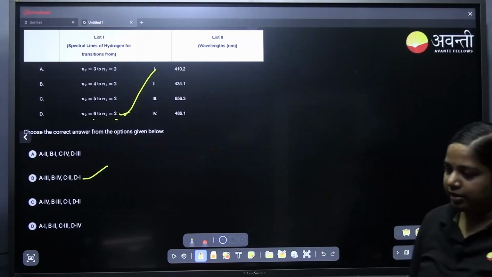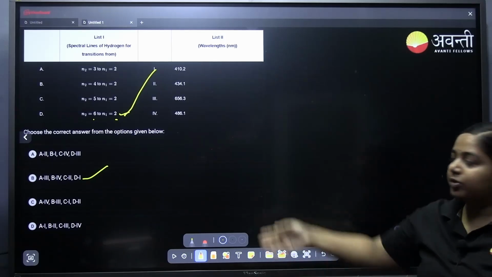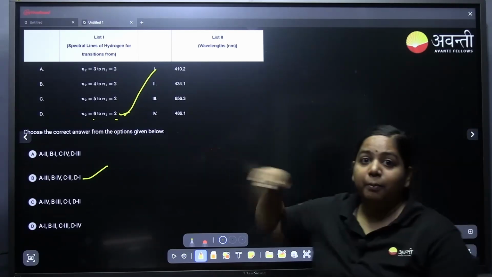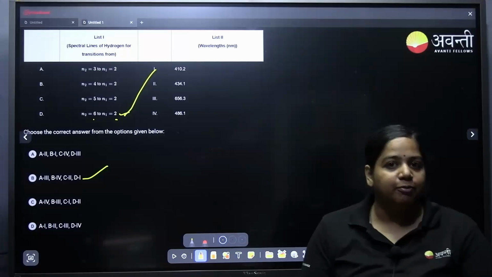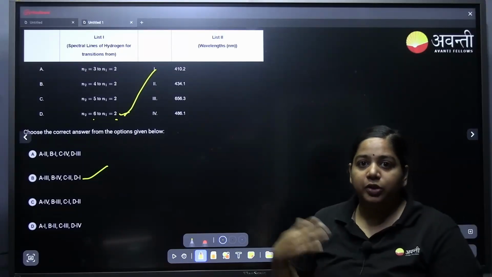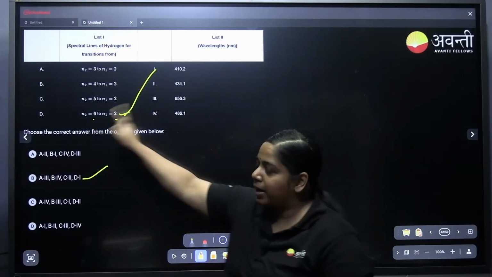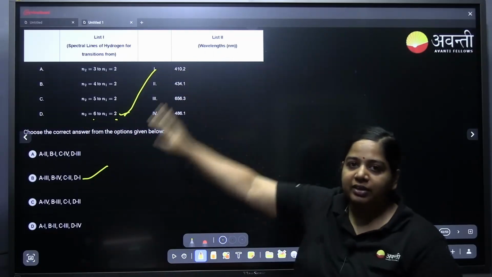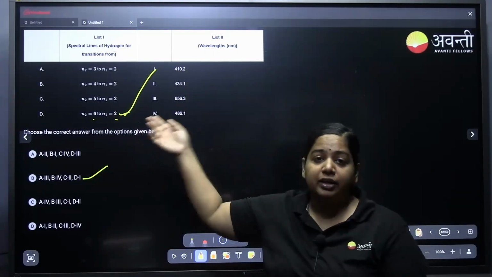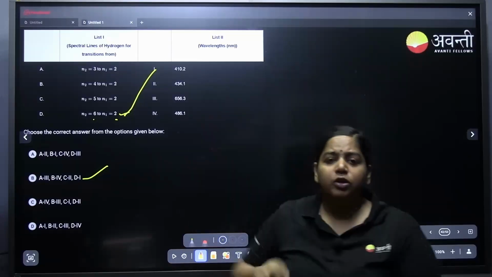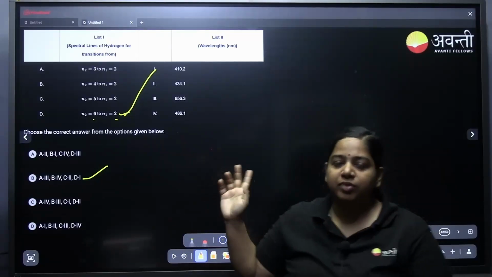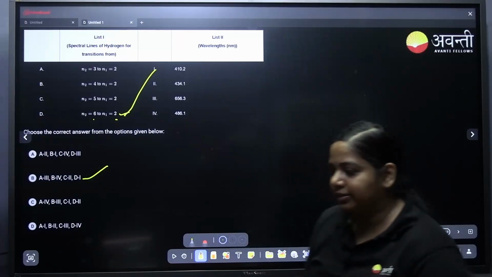Understood? See, if you have time you can calculate each and every one. But in NEET we don't have that time. So we have to use quick steps. So here we are seeing maximum energy, minimum wavelength, connect it. If again it is having two options like that, then go to the minimum energy, maximum wavelength. That also you connect, you will get the answer.